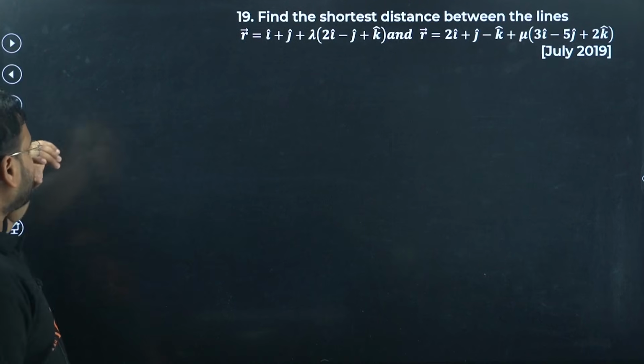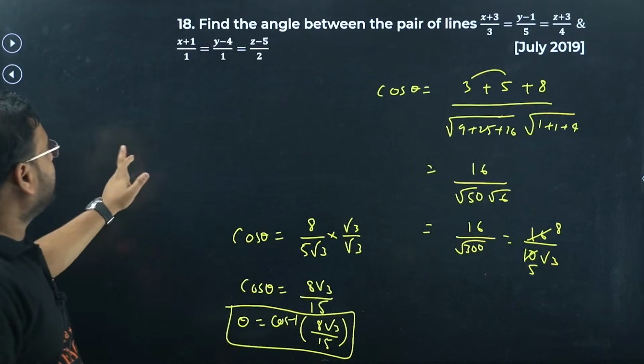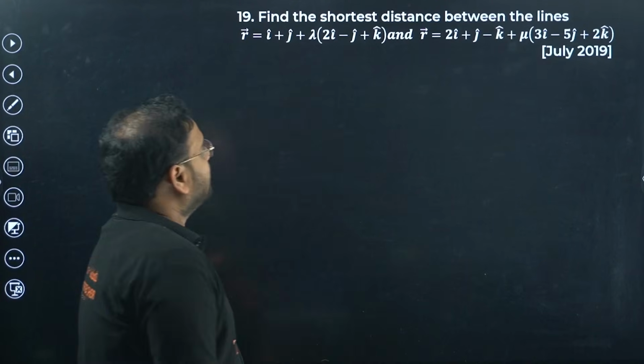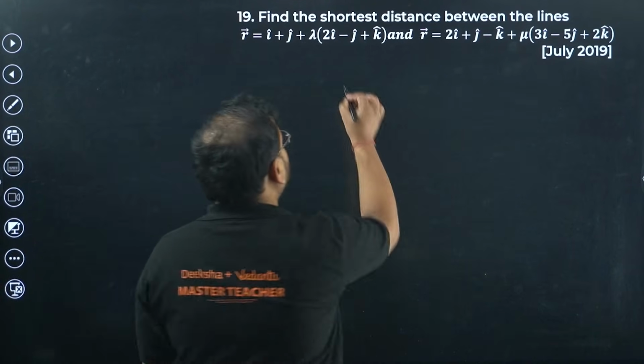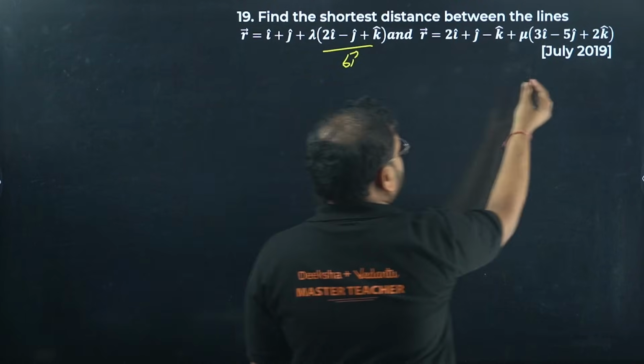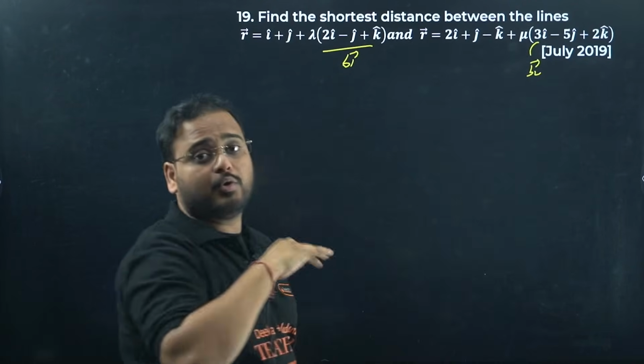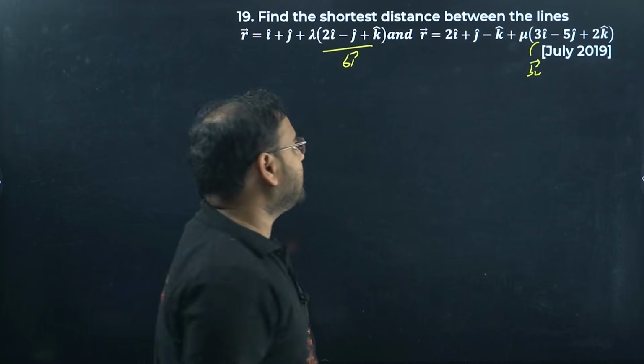Next, question number 19. Find the shortest distance between the lines. Again, same approach. D is given. This is your B1 here. Actually, this is not the same in this case. So this is B2. To find this, first we need the line which is perpendicular to both of these lines. Then only we can find the result with the dot product.